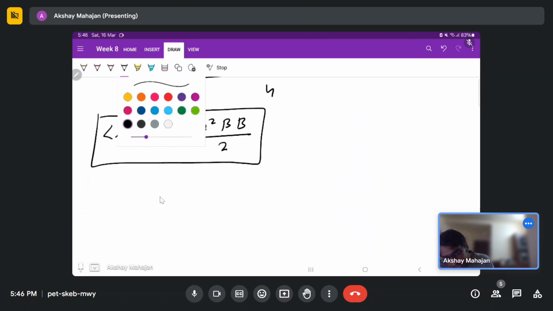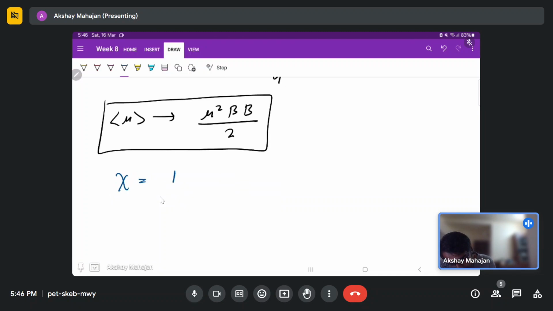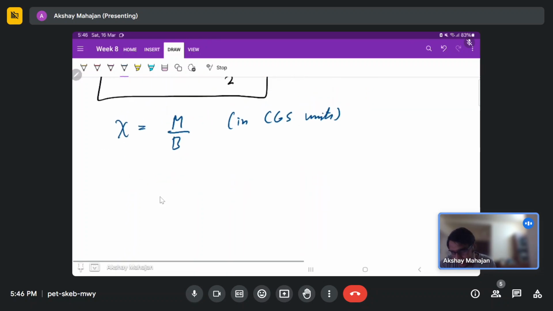So the susceptibility is basically given by capital M by B if you are writing in CGS units. I have discussed this earlier as well, but let me just formally write it. The susceptibility is given by capital M by capital B in CGS units, and in SI units it is given by mu naught M by B.